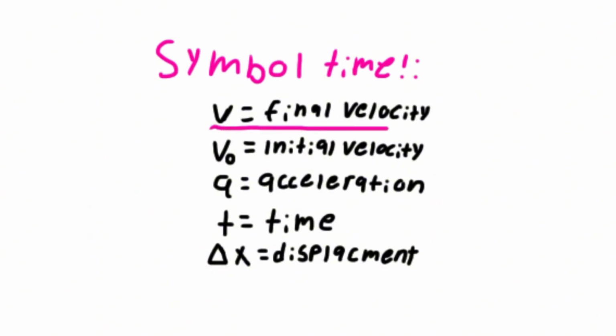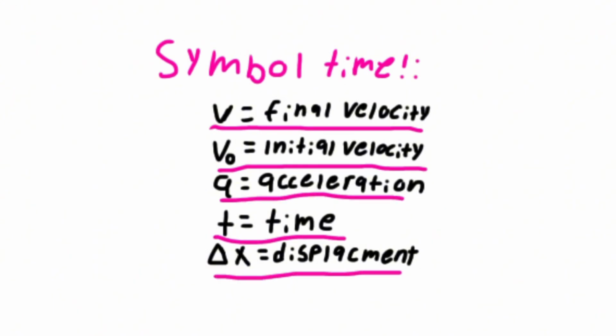Now, V represents final velocity, or how fast you're going at the end. V with a little zero at the bottom (v-naught) represents initial velocity, or how fast you were going at the start. A represents acceleration, t is time, and delta x is displacement, how far you moved, and in which direction.